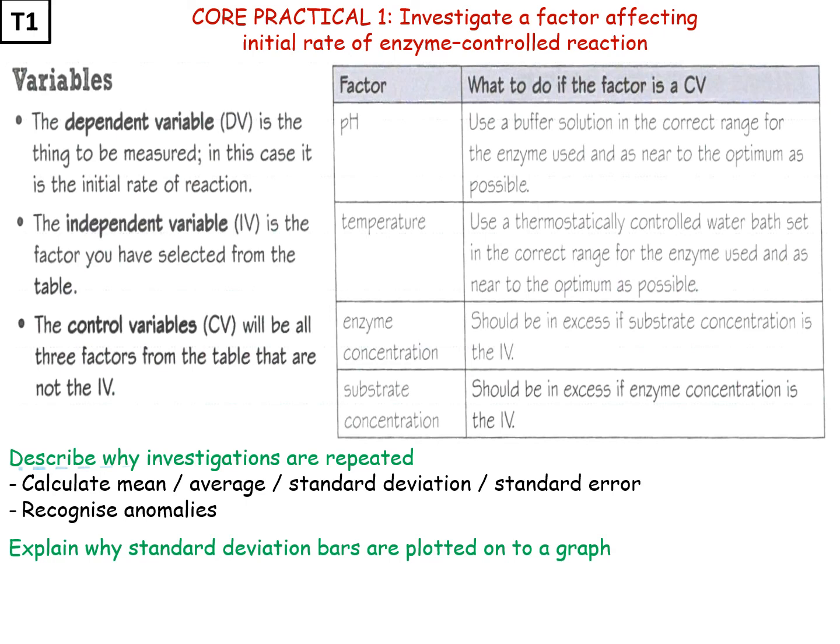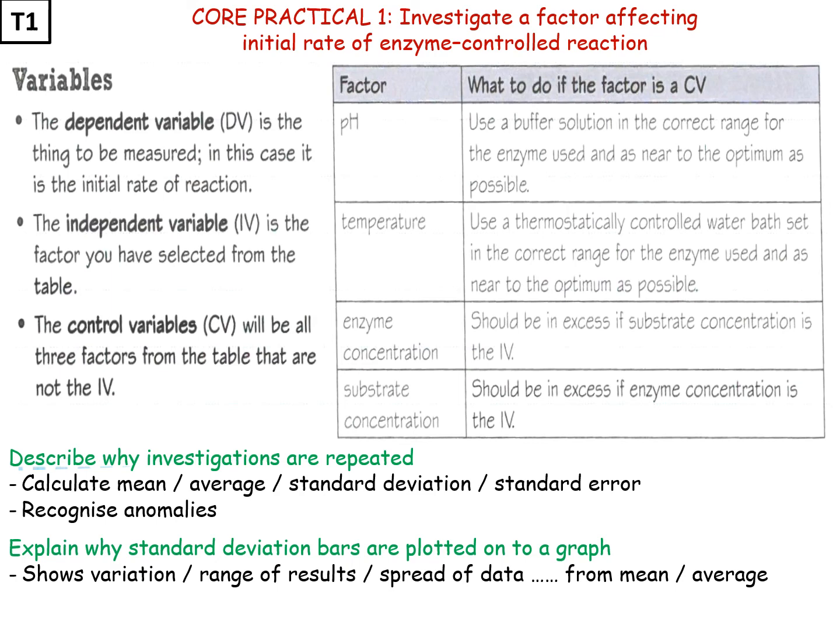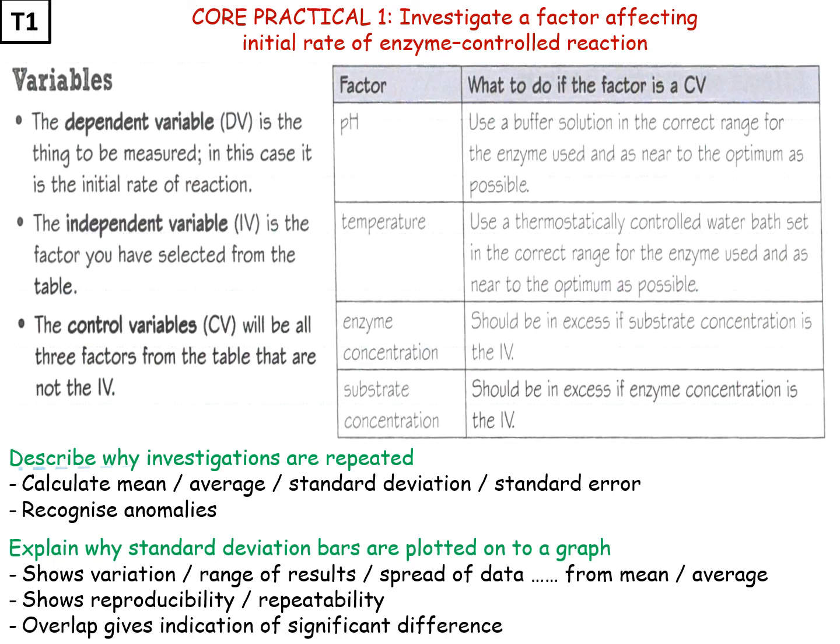Why is it important to look at standard deviation bars when you plot them on a graph? Why is this significant? The standard deviation can show variation, or they can show you what the range of results are or how the data is spread in comparison to the mean or the average. They give you an indication of how reproducible or repeatable the investigation or the practical is. And then if there's any overlap, it gives you an indication of how significant these differences are.